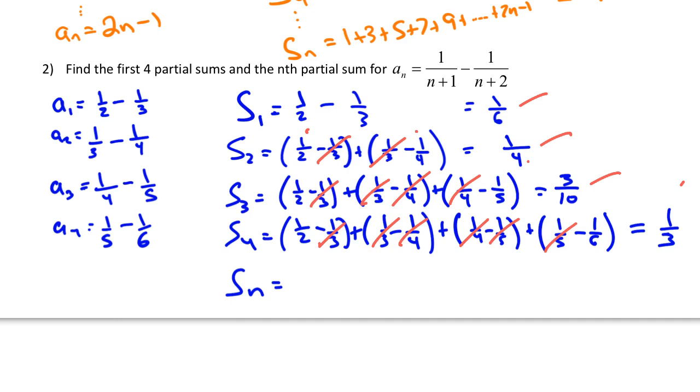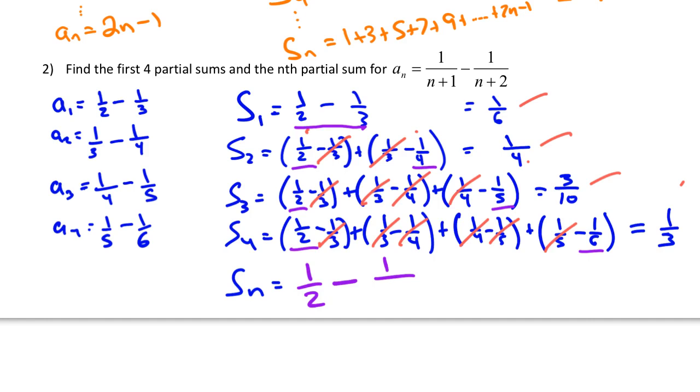I ended up with 1/2 minus 1/3 in the first one. And then it was 1/2 minus 1/4. And then it was 1/2 minus 1/5. And then it was 1/2 minus 1/6. That seems to be a pattern. And so my nth term always seems to be 1/2 minus 1 over something.